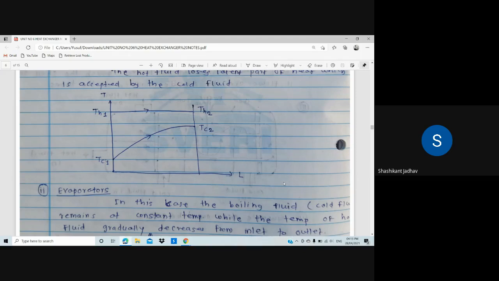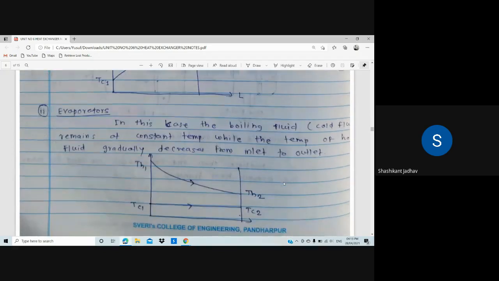This is the type of heat exchanger, that is condenser. Then write down the second type, that is evaporator.